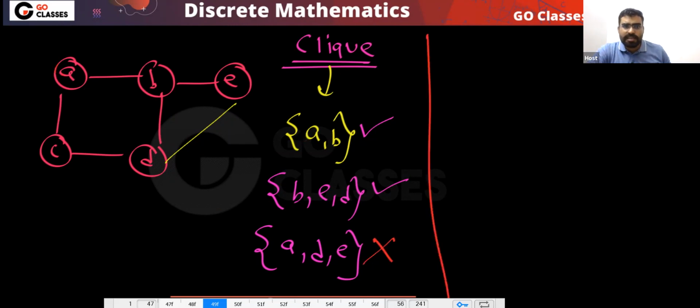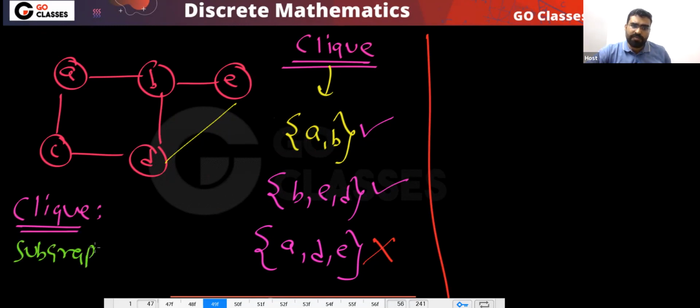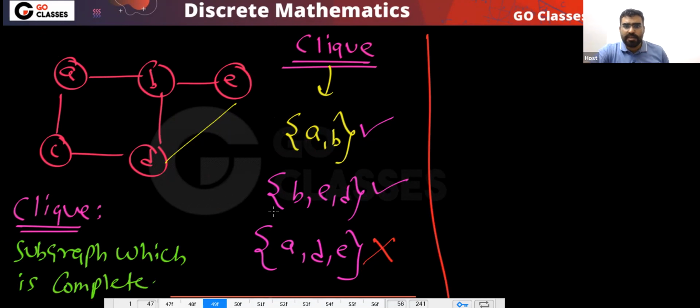So a clique means a subset in which every two elements are adjacent. Basically, a clique is a complete subgraph, a subgraph which is complete. Complete means every two elements are adjacent. This is not a clique because A and E are not adjacent. This is a clique because they are adjacent to each other. And what is an independent set?